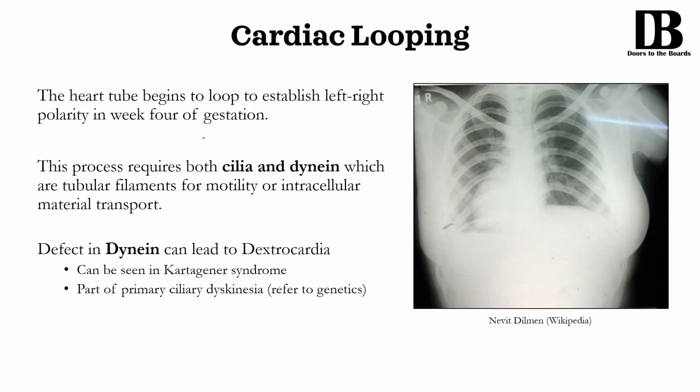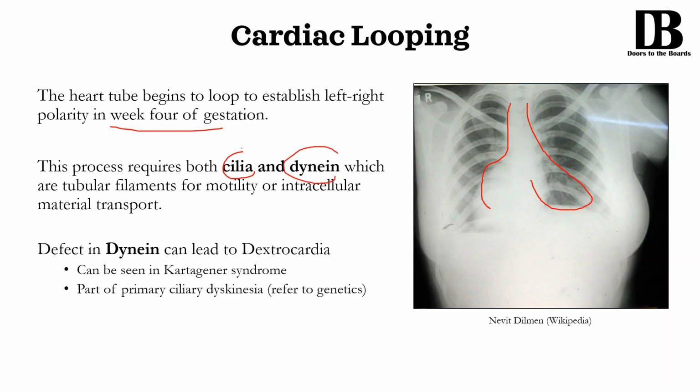Now, at some point throughout gestation, namely week 4, the heart begins to undergo a process known as cardiac looping. This is when the heart actually eventually ends up being in the left side. Now, in this image, it failed to undergo that process, and for that reason, the heart's actually on the opposite side. So this process mainly requires both cilia and dynein.